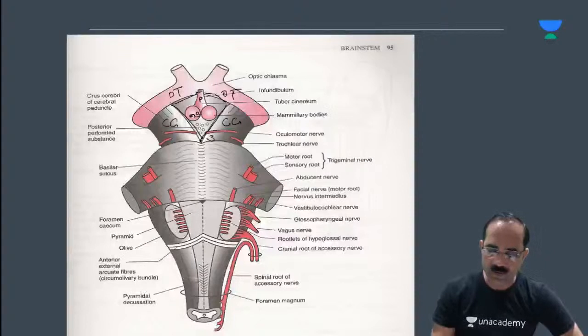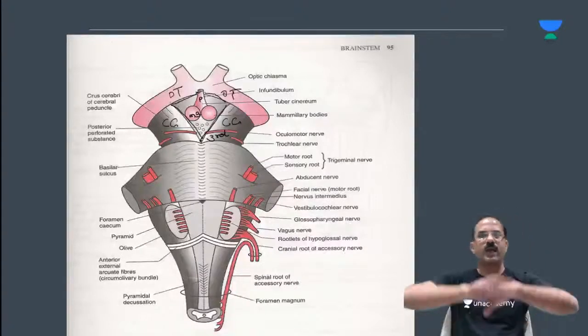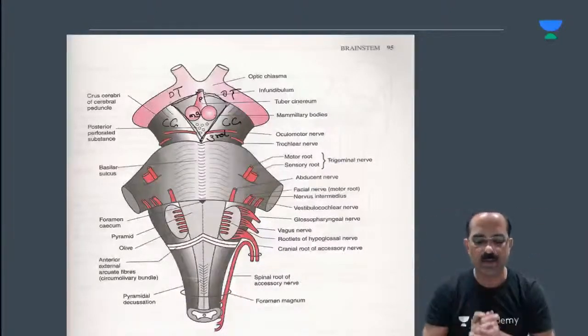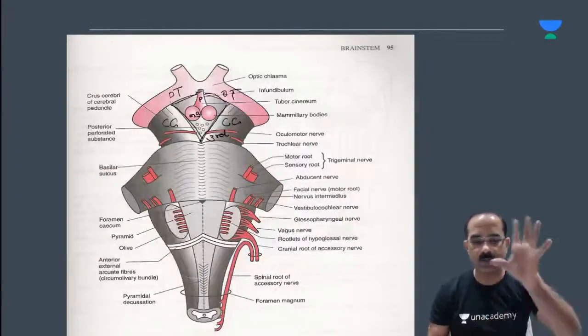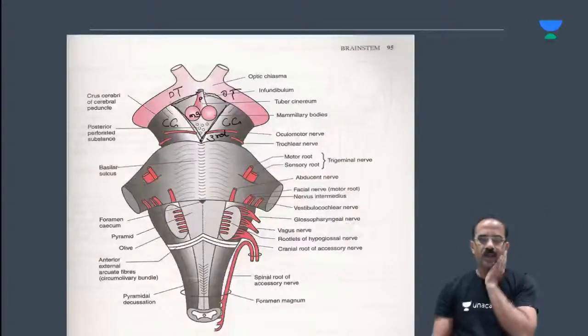And what is this nerve? That's the third nerve, and the circle of Willis will be inside this. Third nerve and circle of Willis. Is this perfect? Clear to all of you?